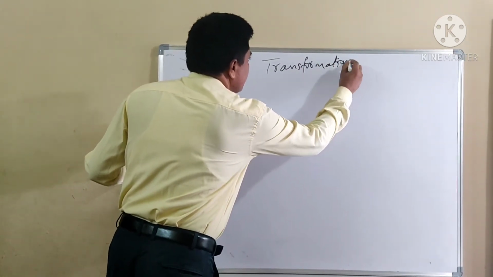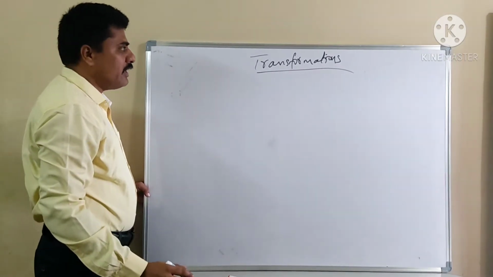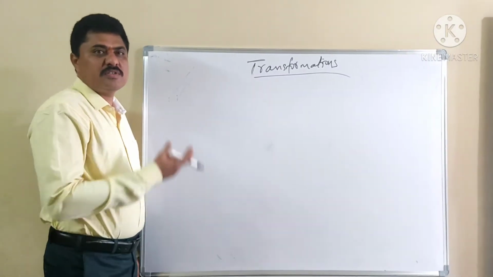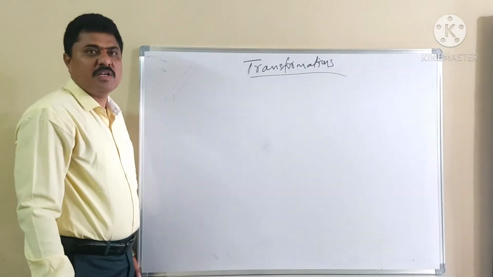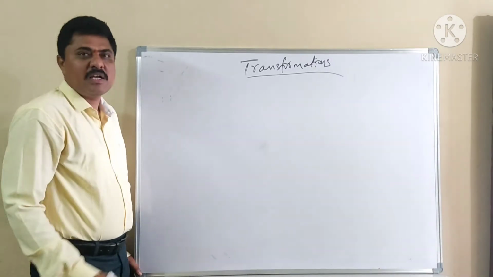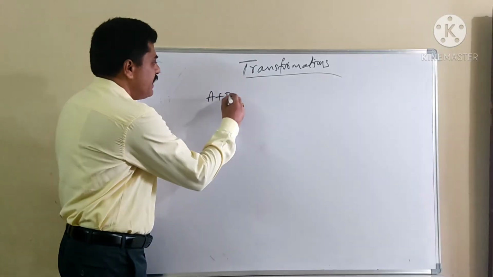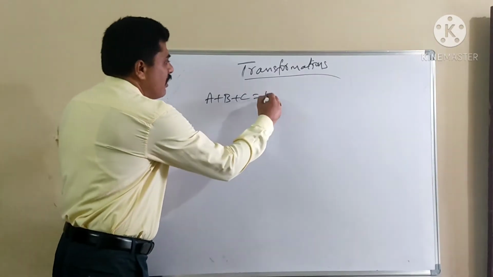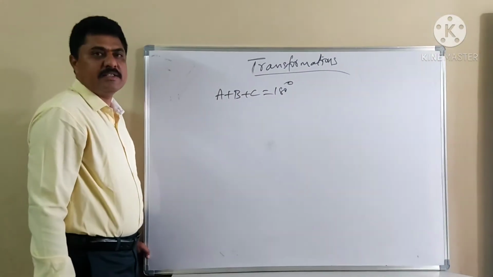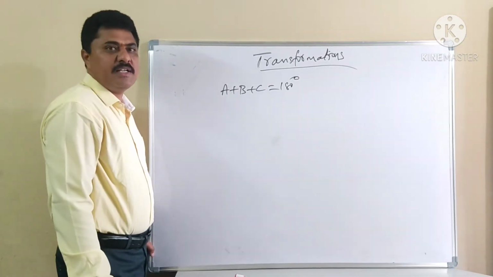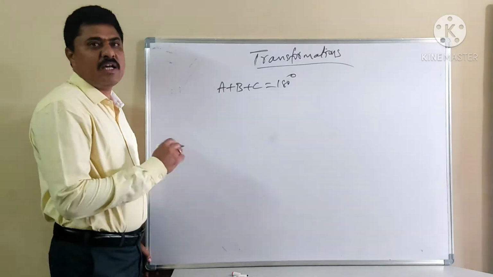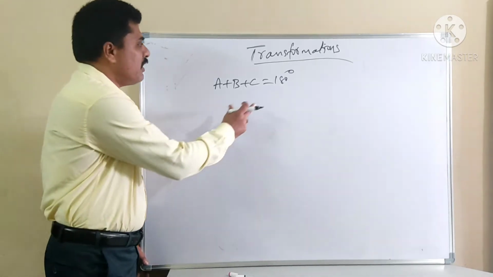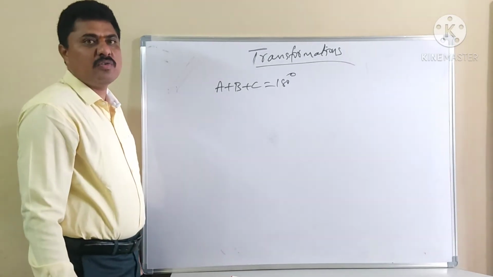Transformations. We will see in this video how the formulas are transformed to solve problems. In transformations, we have already seen angles A, B, C, where the sum of the three angles is 180 degrees. A plus B plus C is equal to 180 degrees. All these A, B, C are the angles of a triangle, and the sum of the three angles of a triangle is equal to 180 degrees.